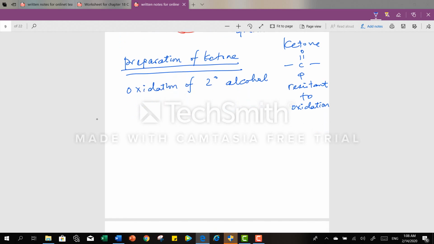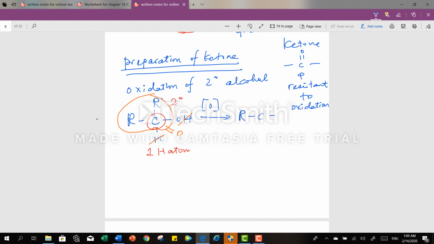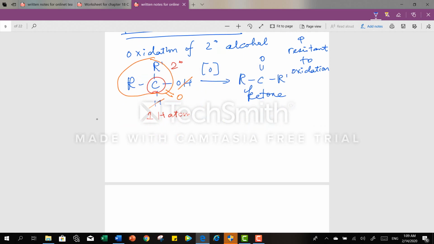Basically you have a secondary alcohol. By a secondary alcohol, the carbon that is bonded with O contains only one hydrogen atom. So this is a secondary alcohol, right? Now, upon oxidation, this group will remain, and you just draw a double bond here and cross out these two parts. Then that will be a ketone. So you will get R-C=O, a ketone.